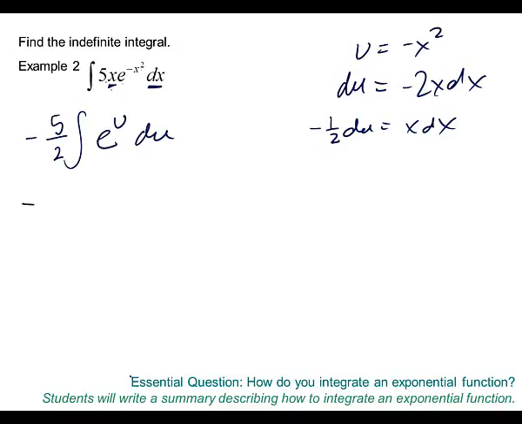All right, when we integrate e to the u, what do we get? Negative 5/2 e to the u plus c. Plus c, and then what are we putting in for the u? Negative x squared, good.